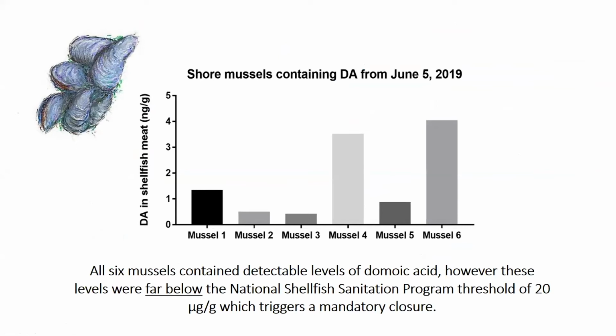However, I think it's important to stress these levels were far below the National Shellfish Sanitation Program's threshold, which is really between 10 and 20 micrograms per gram of shellfish tissue. That's what could trigger a mandatory closure. We're talking about 4 nanograms per gram, so like 1,000 times below where these concentrations cause shutdowns. We were just interested to see if we would find some DA in the mussels, but they're nowhere near closure levels.